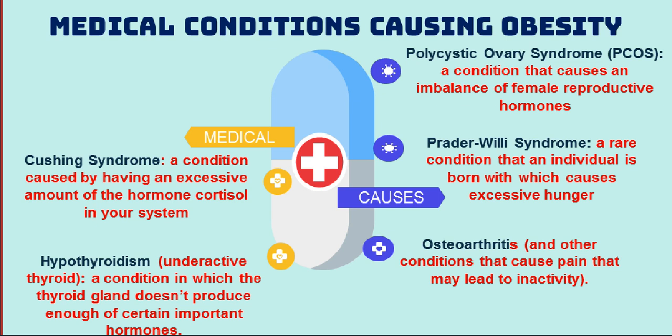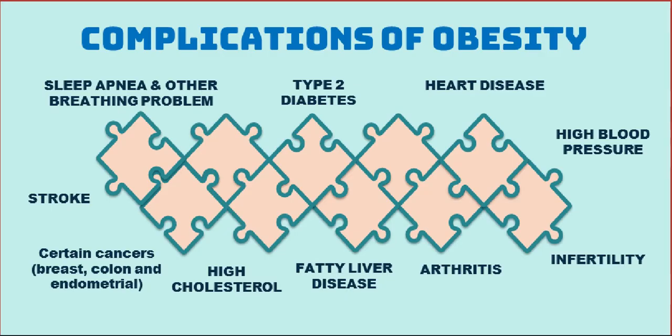If a person is suffering from any endocrine disease, it may affect the production of insulin, and the insulin levels in the body may be disturbed, which ultimately becomes the cause of type 1 diabetes. There are many complications related to obesity. These are sleep apnea, other breathing problems, diabetes, heart disease, high blood pressure, infertility, arthritis, fatty liver disease, high cholesterol, stroke, and certain cancers such as breast cancer, colon and endometrial cancers.